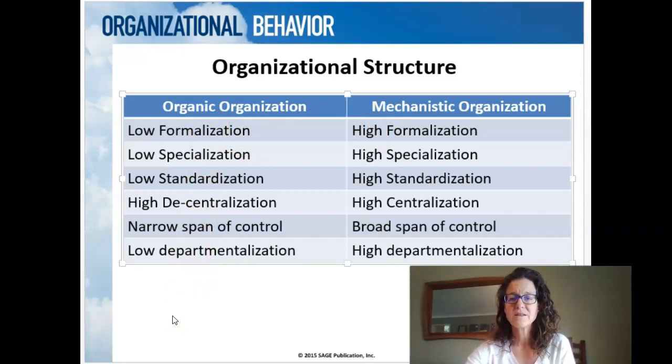Organic organizations, imagine a small startup with few employees and few policies and procedures where all organizational members are freely communicating with each other and share decision-making power. This is an example of an organic organization. In this type of organization, there's going to be low formalization. There will be no formal policies, procedures, norms, rules as to how things are done. Things are addressed as the need emerges.